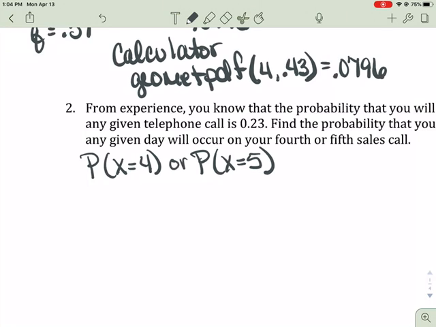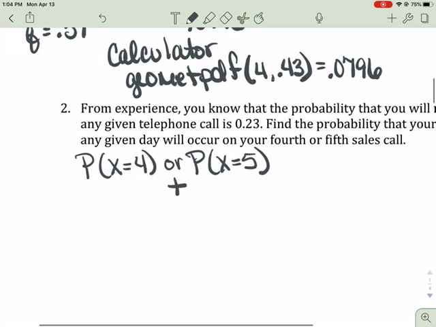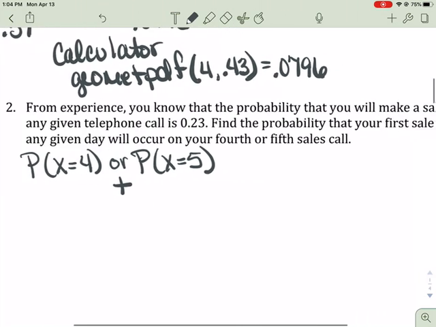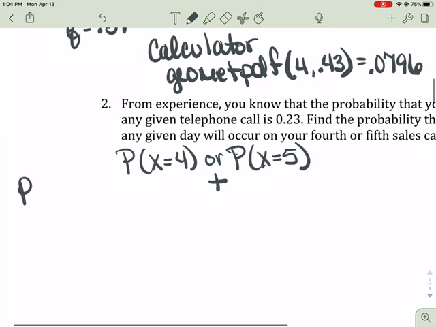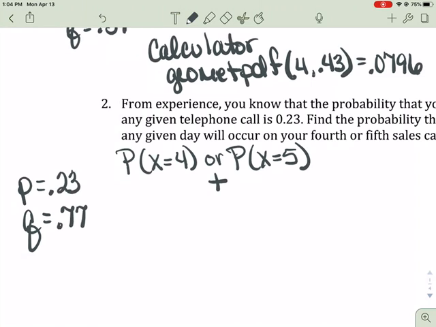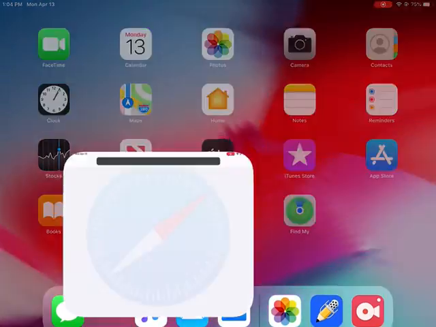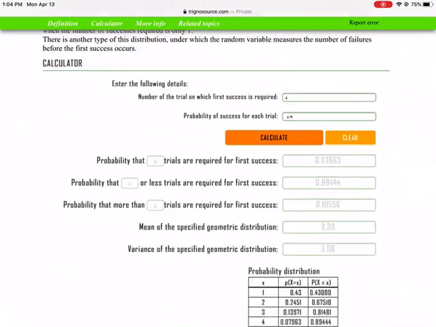Now, if you remember when we did probability, or means add. So we're going to need to take these two probabilities and add them together. Our p here is 0.23. And again, our q would be 0.77. And again, your choice on your method. I'm going to use our online calculator.